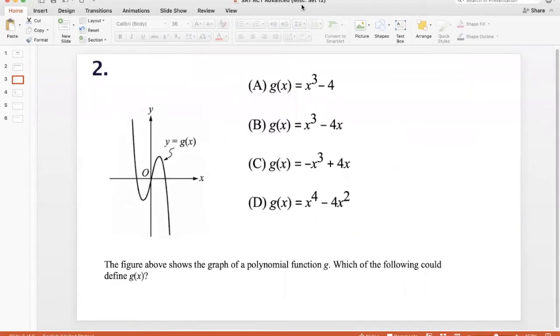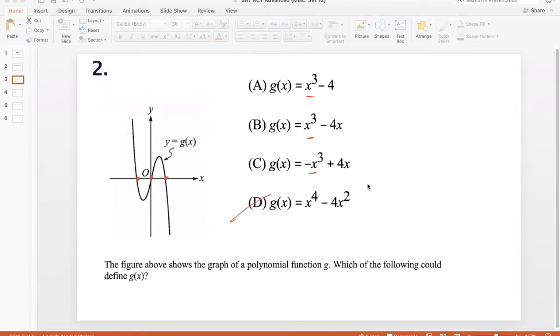Question 2, the figure above shows the graph of a polynomial function G. Which of the following could define G? So here I see that there are 3 x-intercepts, right? So I'm looking at a polynomial with degree 3, right? So the first thing I can do is I can eliminate option D.